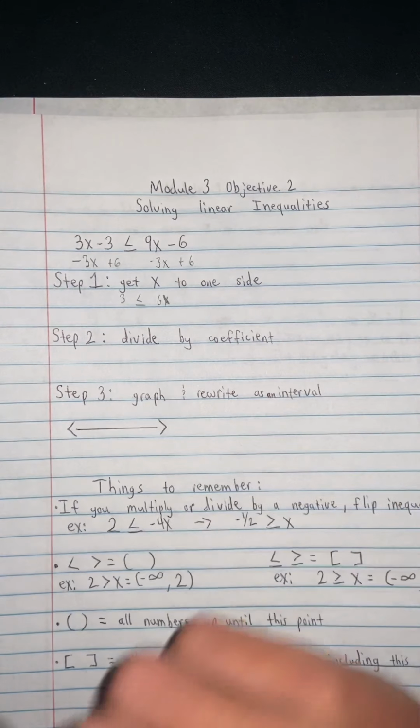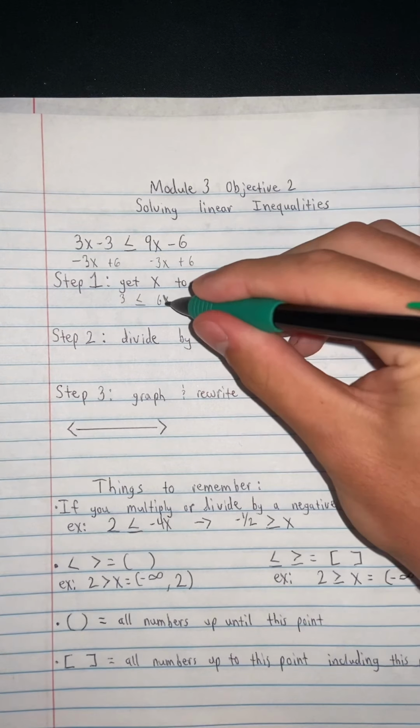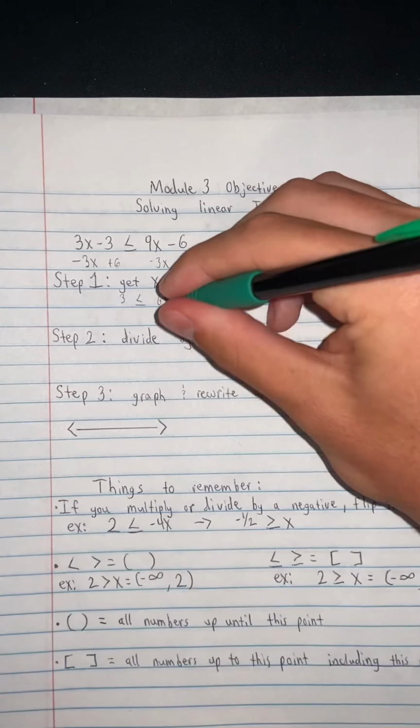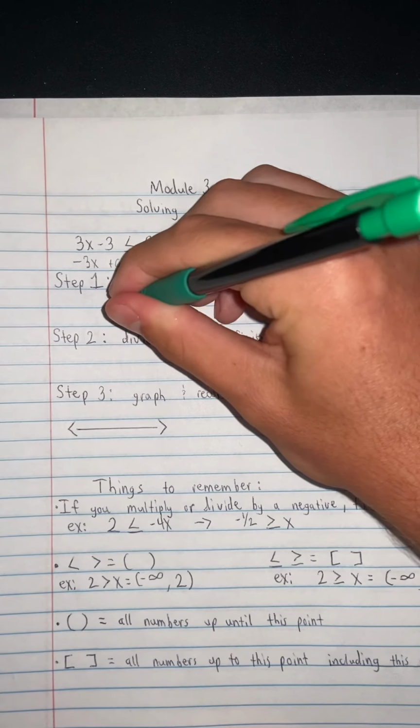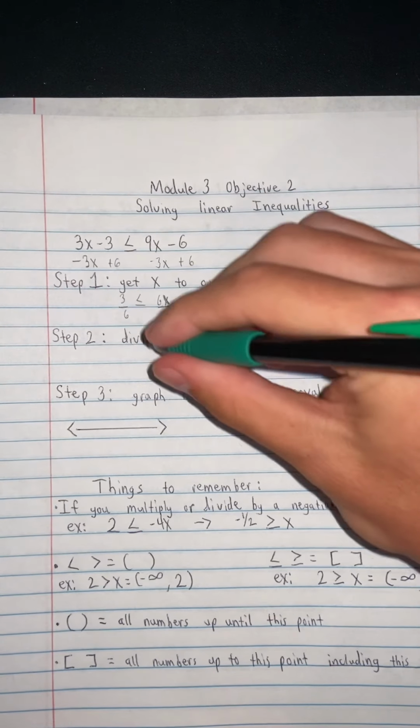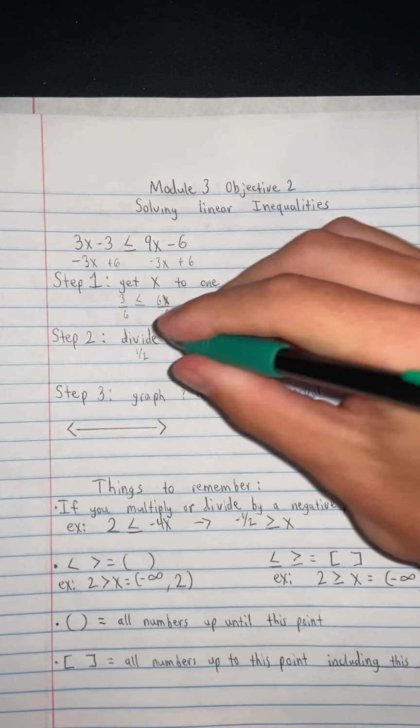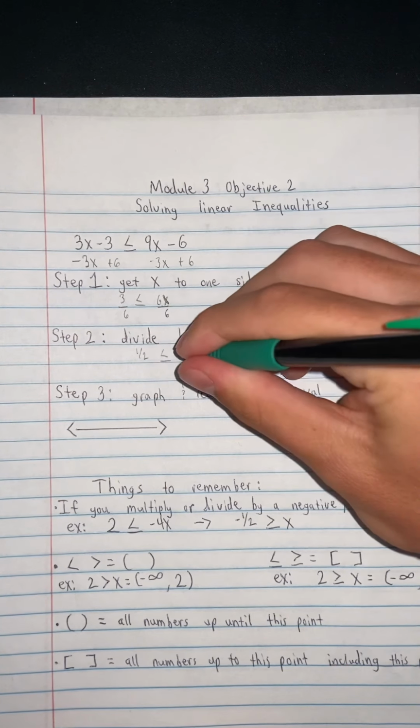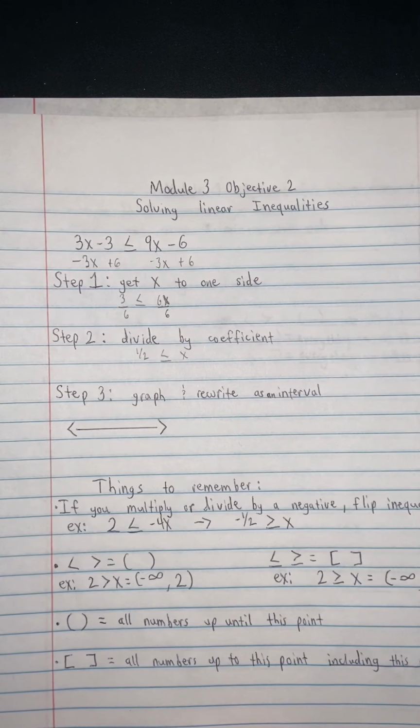Step 2, divide by the coefficient. The coefficient here is 6 because it's attached to the x, so we'll divide by 6, and we'll divide by 6, and you're left with 1 over 2 is less than or equal to x.